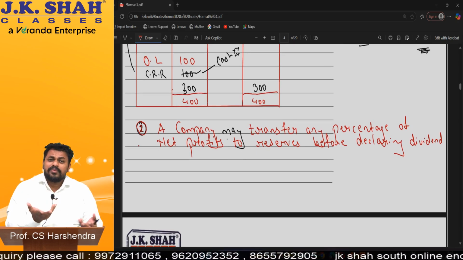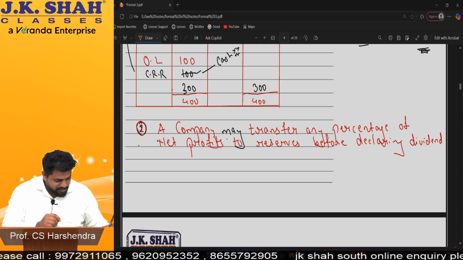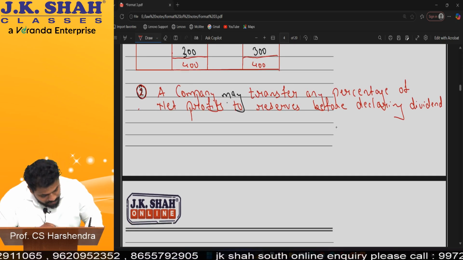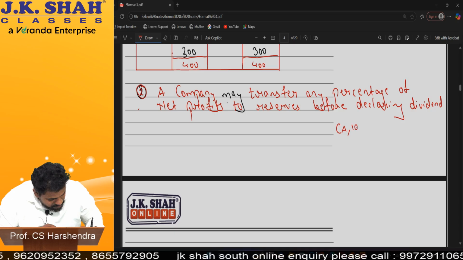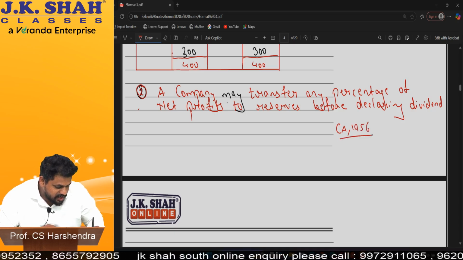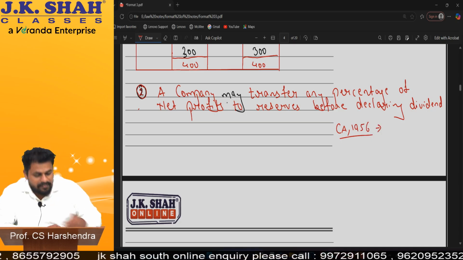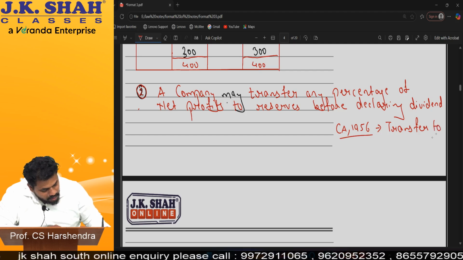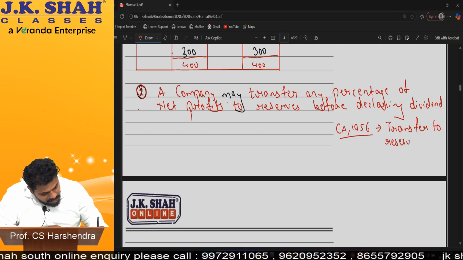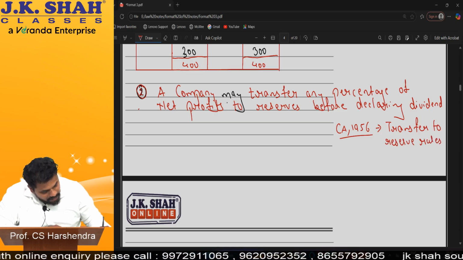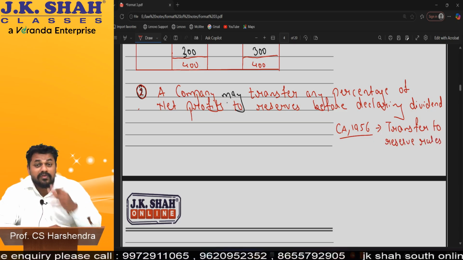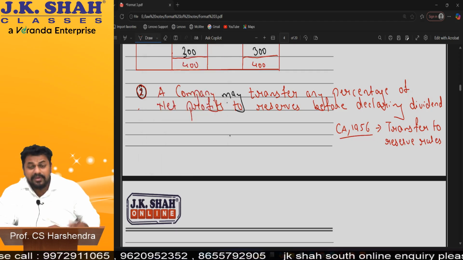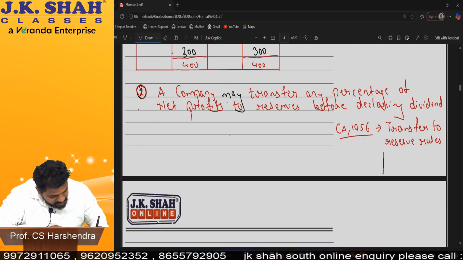Sir, what is important? You will not understand the importance of this now because you don't know the history of this line. See, when the Companies Act 1956 was there, which act, beta? Companies Act 1956. It came with a concept of transfer to reserve rules. These rules were made for the protection of creditors. Now what these rules used to tell, I exactly don't remember the percentage, but I know that these rules were there.